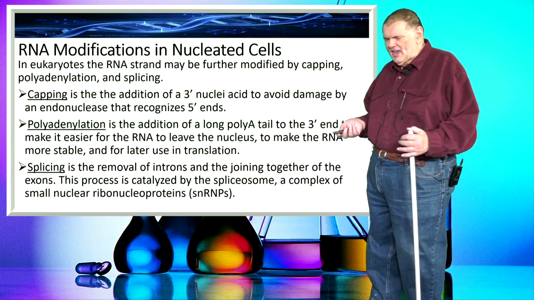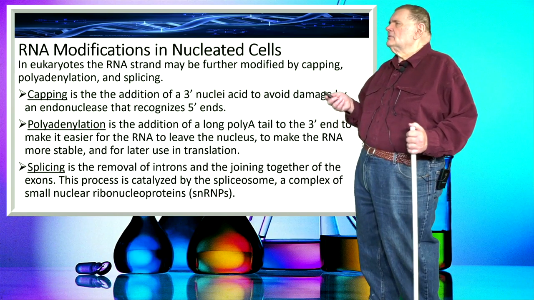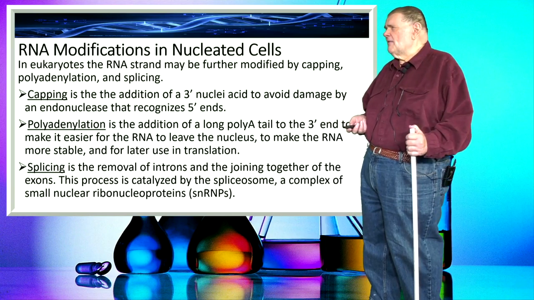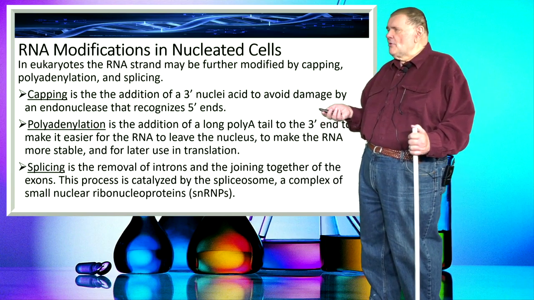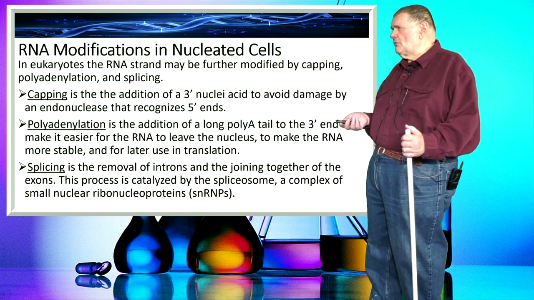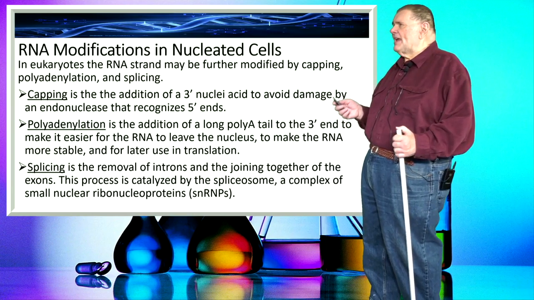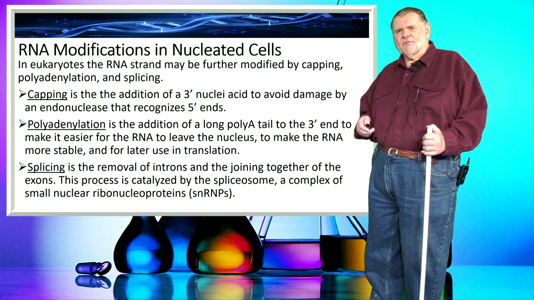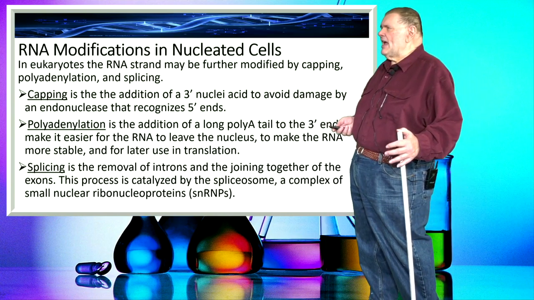These modifications that occur after it's been cut off happen inside the nucleus before the RNA can leave. This occurs in eukaryotes, organisms that have a true nucleus. That RNA strand may be further modified by capping, polyadenylation, and splicing. It's different for prokaryotes, but we're not going to go into that for now.